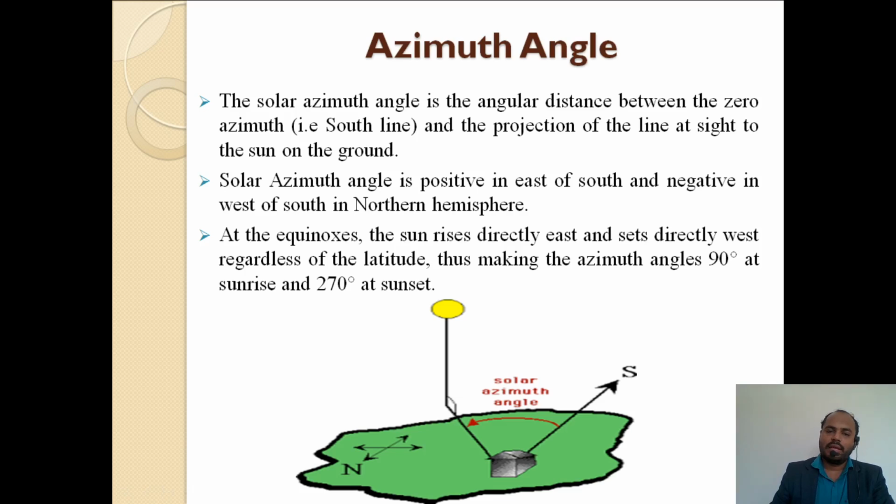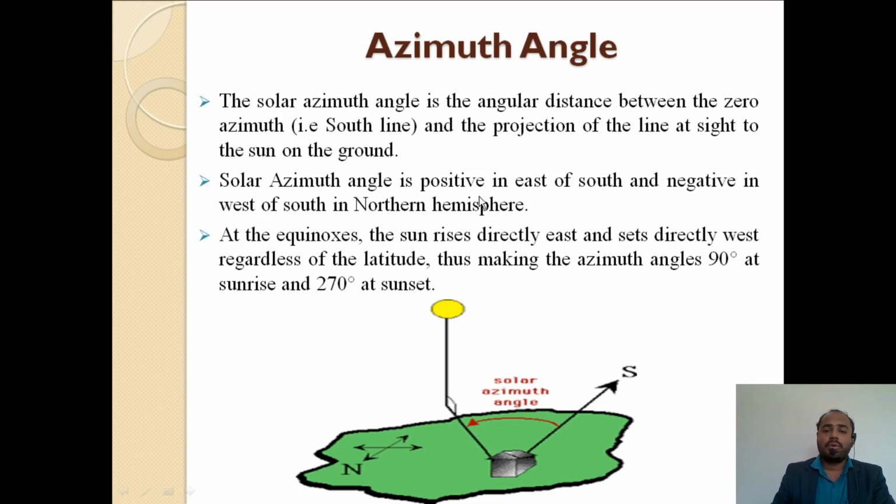The solar azimuth angle is the angular distance between the zero azimuth, that is the south line in the northern hemisphere, and the projection of a line from the sun on the ground. Basically, when we take a projection line of the sun over the ground, the angle measured from the south line in the horizontal direction is called the solar azimuth angle.